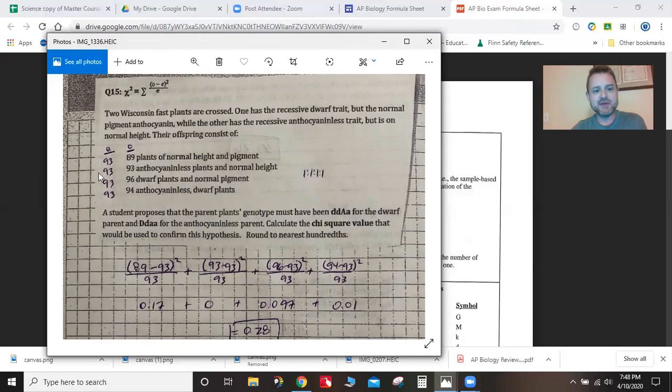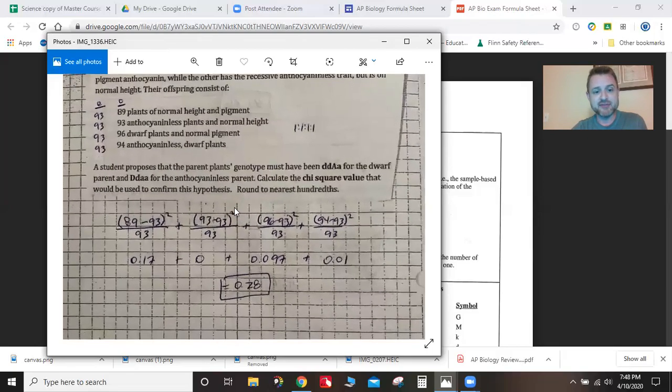There should be 93 plants total. You get the total number of plants divided by 4. So here I just did the math for each one. Notice for the second one, there's no difference between observed and expected, so that part of the chi-square value is 0. Add all these up, you get 0.28. That's going to be less than the critical value. We just did it. It was 7 point whatever. So here you would fail to reject.